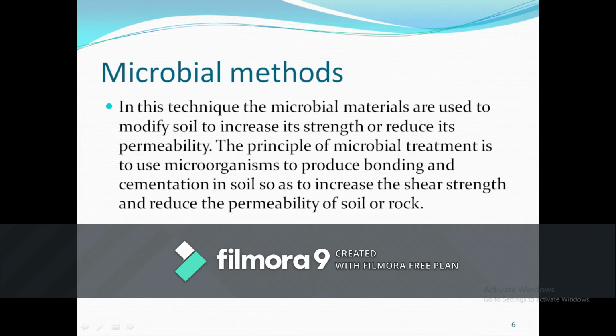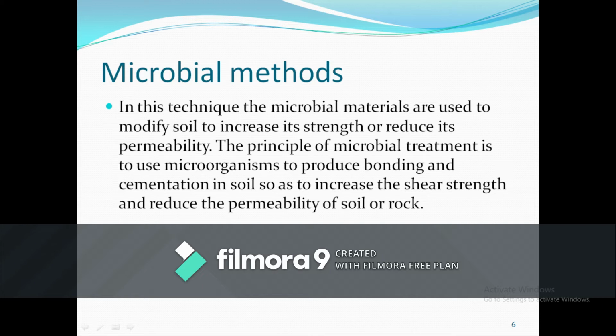The next one we have is microbial methods. See, microbial methods were used in agriculture initially, but the same thing you are going to do even in your soil ground improvement techniques. In this technique, microbial materials are used to modify soil to increase its strength or reduce its permeability. So what are we doing? The microbial elements we are adding increase the strength and decrease the permeability. Generally, microbial elements increase permeability because they are capable of passing through the soil, but here we are going to reduce the permeability.